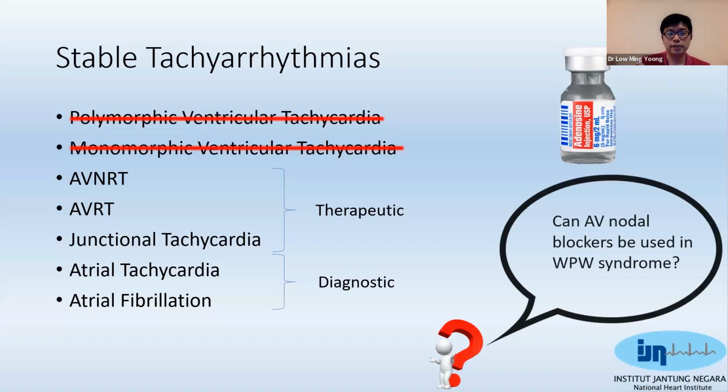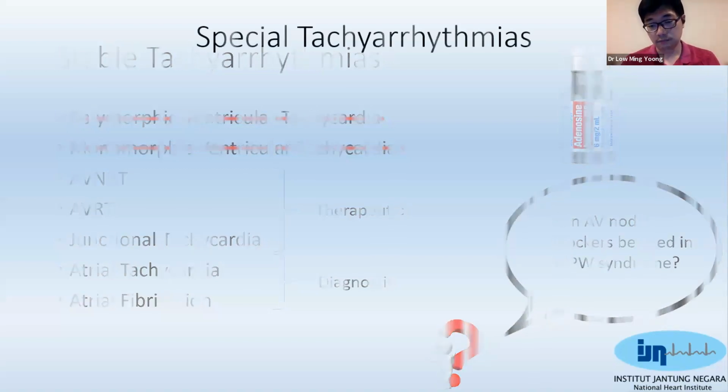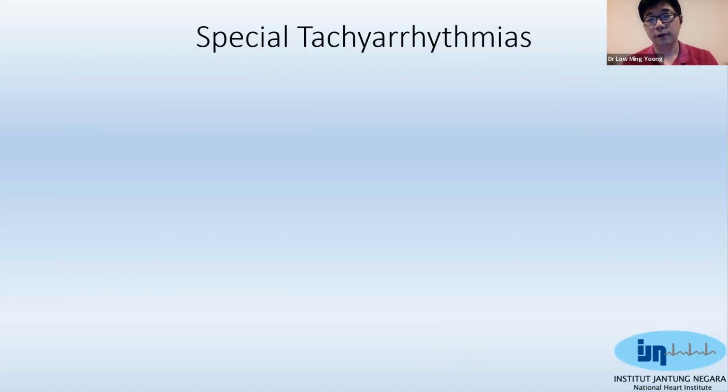Okay, so then the question is, this is a very famous question. Can AV nodal blockers be used in both Parkinson White? So then the answer, I'll go to, this is the last portion in the tachyarrhythmia. We're going to special tachyarrhythmias, okay? There are a few that I'd like to mention. The first one is this.